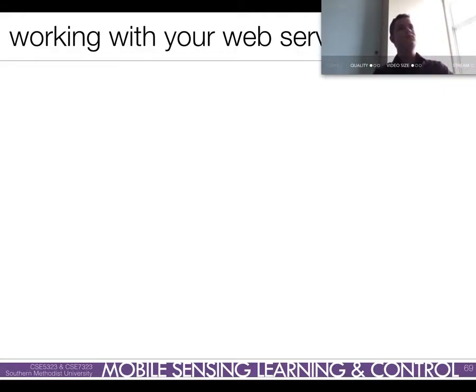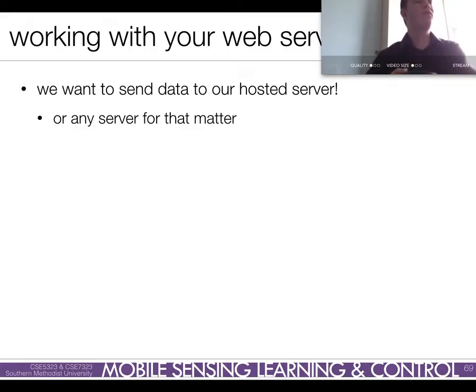Okay. Working with your web server. We've got Tornado. We've got MongoDB. It doesn't do us a whole lot of good in an iOS course. All right? So what we want to do is send data to our hosted web server. We want to do something cool with it. Or any server, for that matter. Maybe we're writing an iOS application and we want to go out and query Twitter or Flickr or the Dropbox API. Right? To do that, we need to formulate HTTP requests.